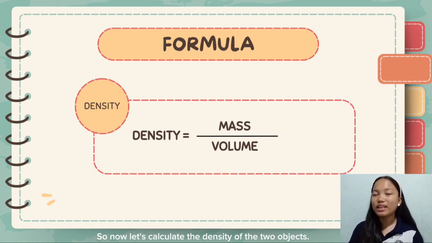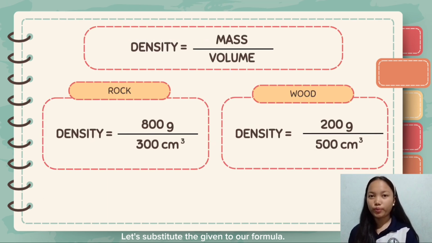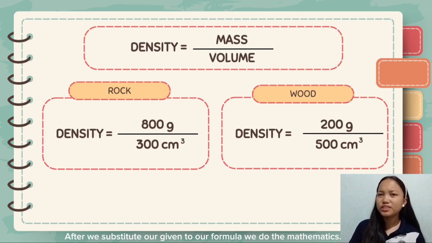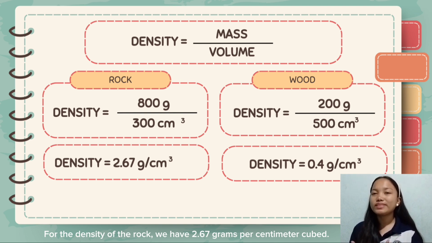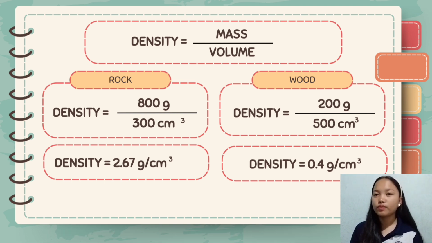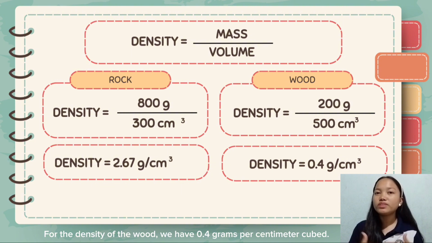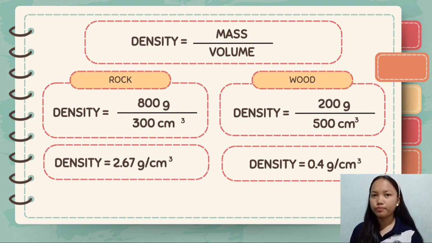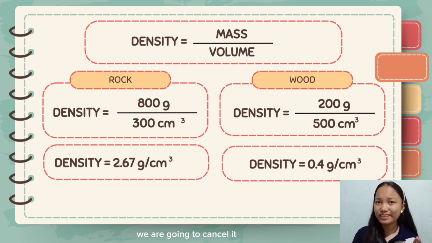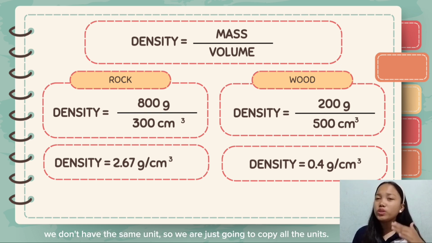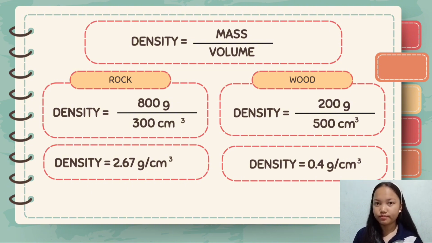So now, let's calculate the density of the two objects. Let's substitute the given to our formula. After we substitute our given to our formula, we do the mathematics. For the density of the rock, we have 2.67 grams per cubic centimeter. For the density of the wood, we have 0.4 grams per cubic centimeter. We know that when we have the same units, we are going to cancel them. In this case, we don't have the same unit, so we are just going to copy all the units.